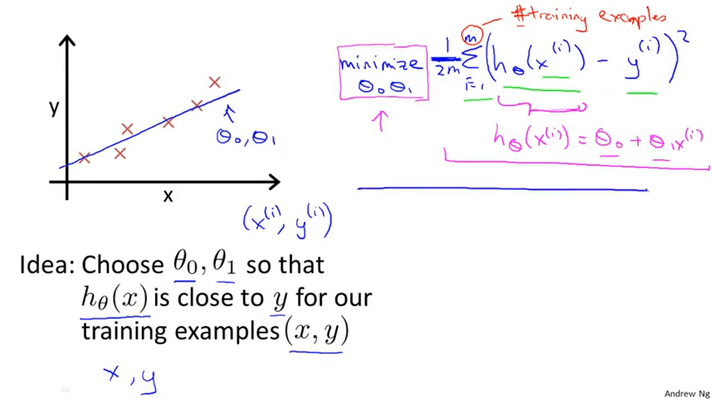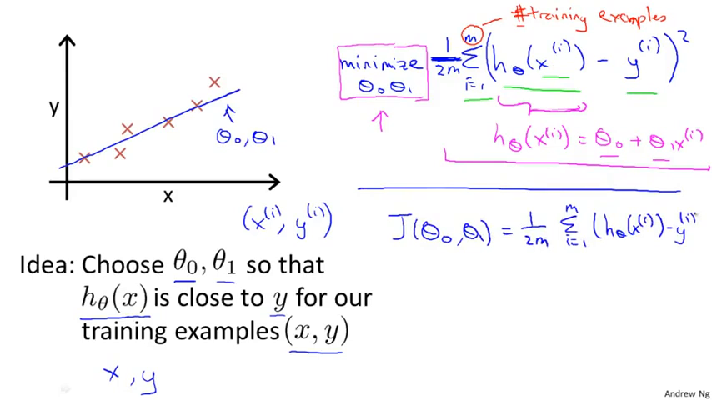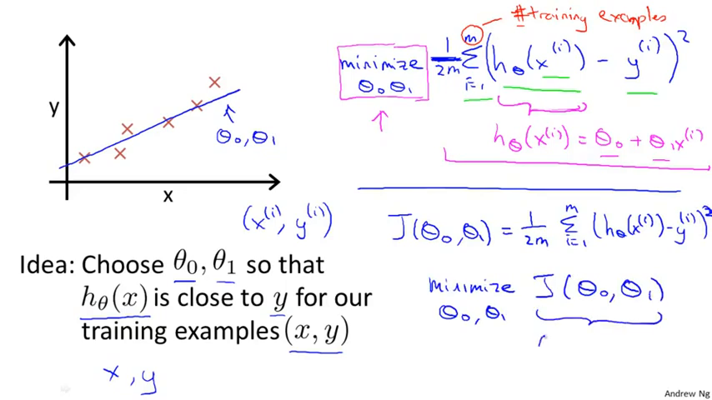And just to rewrite this a little bit more cleanly, by convention we usually define a cost function, which is going to be exactly that formula that I have up here. And what I want to do is minimize over theta 0 and theta 1 my function J of theta 0 comma theta 1. Where, just to write this out, this is my cost function.